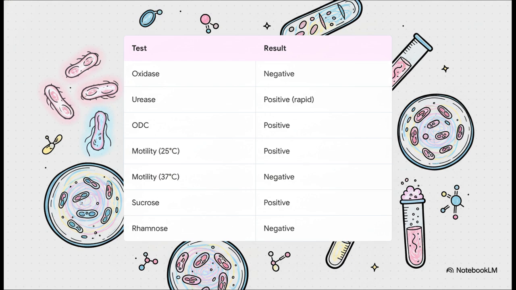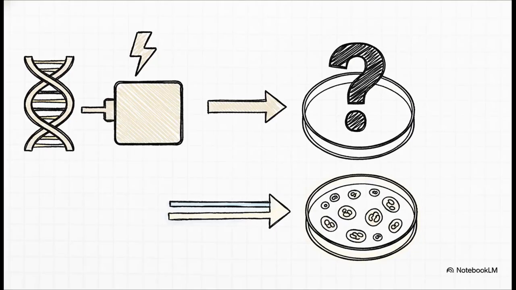A few big ones to point out, it's oxidase negative, but rapidly urease positive and ODC positive. And of course, there's that temperature-dependent motility again. It's motile at 25 degrees, but non-motile at 37. That's a huge clue.